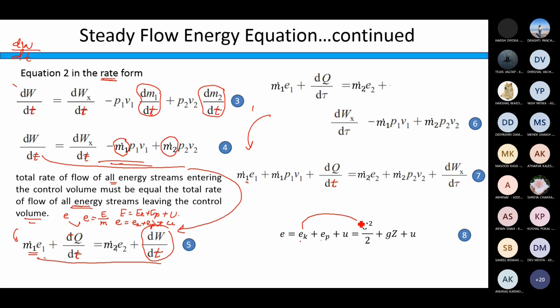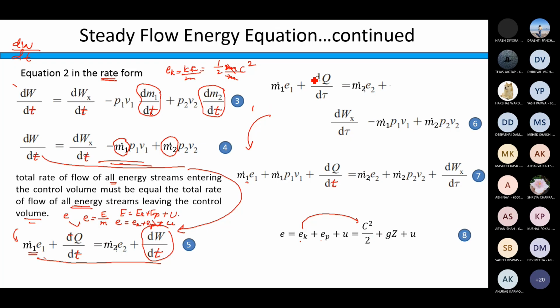So Ek will be replaced by C square by 2. Now what is C square by 2? See, the kinetic energy is given as half m v square. Right now, instead of v, I am using the symbol C for velocity. So I will write half m C square. For kinetic energy per unit mass, I have to divide this by mass. So this is how the kinetic energy per unit mass, which is Ek, will become C square by 2.